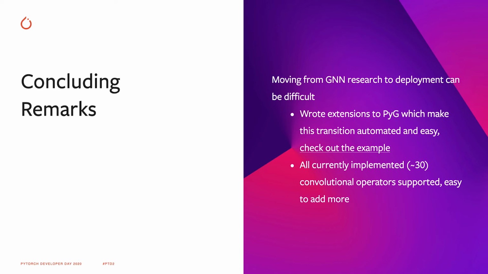As it was before, GNNs were really difficult to deploy, so we wrote extensions to PyTorch Geometric that make this transition almost seamless. You can check out that example if you follow the link in the slides. All of the currently implemented convolutional operators are there, and it's very easy to add more. So we can really cover all of the literature for GNNs already out of the box and make them deployable at scale.